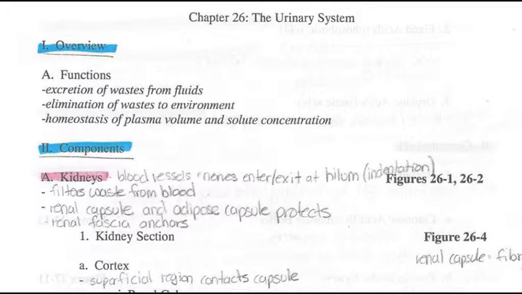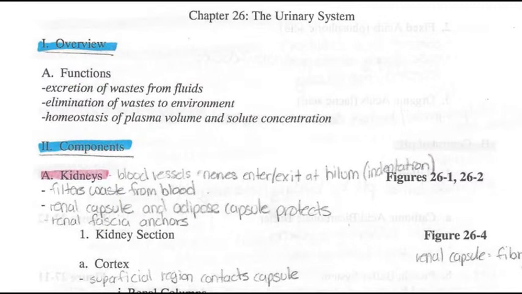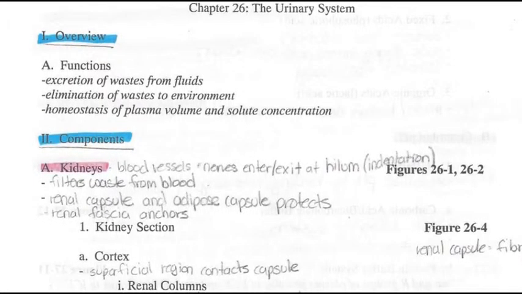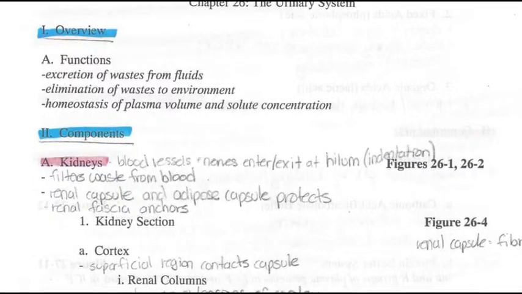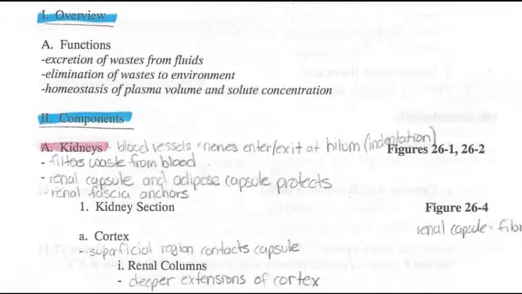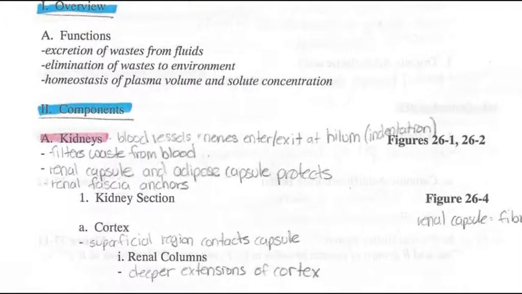Chapter 26, the urinary system. Page 1. Overview. A. Functions. Excretion of wastes from fluids. Elimination of wastes to environment. Homeostasis of plasma volume and solute concentration.